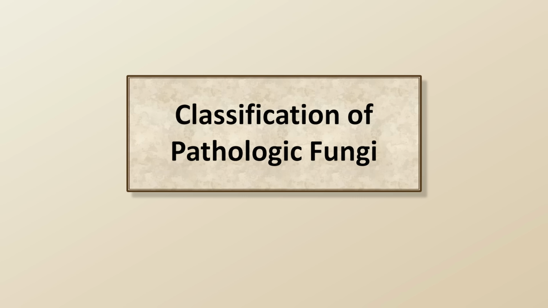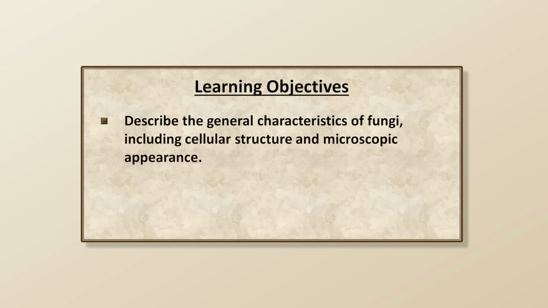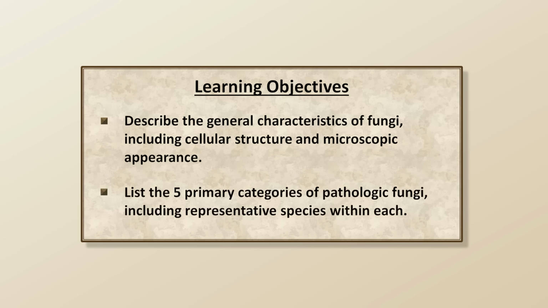will cover antifungal medications. The specific learning objectives of this video are to describe the general characteristics of fungi, including cellular structure and microscopic appearance, and to list the 5 primary categories of pathologic fungi, including representative species within each.